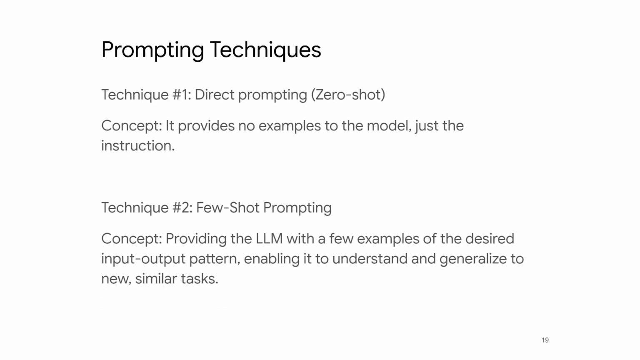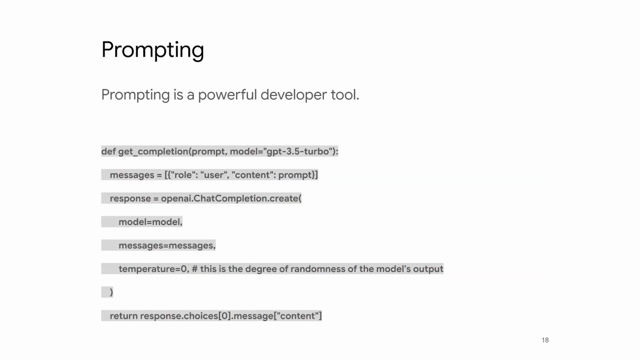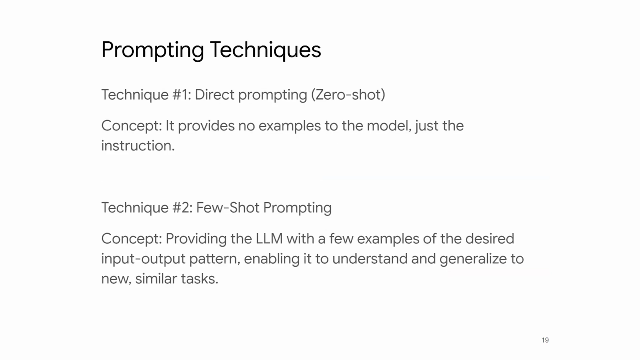So there are multiple prompting techniques and ways you can do this. You can prompt it directly without an example, which is called zero-shot prompting, or direct prompting, where you just say, what is the capital city of Uganda? Something like that, and you don't give it any context. Then you can do few-shot prompting, which is where you provide a few examples of the desired output pattern, and then you enable the model to understand the task.